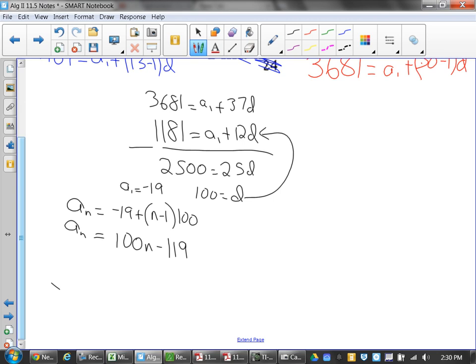Where'd you get the negative 119 from? Again, I thought I substituted in here. Yeah, negative 119. Yeah, I wrote negative 119, right? So your recursive then, I should write that in cursive. No, I won't.